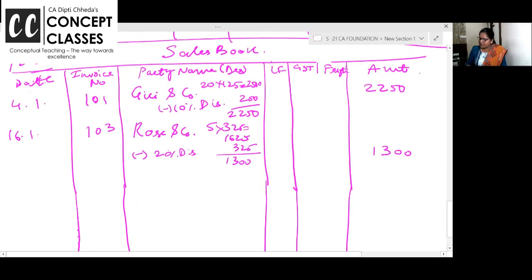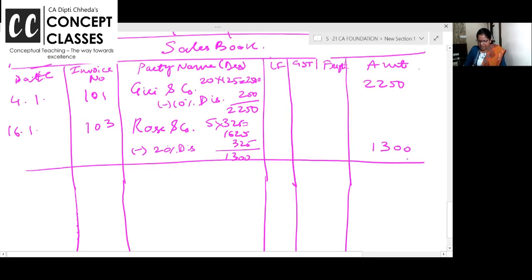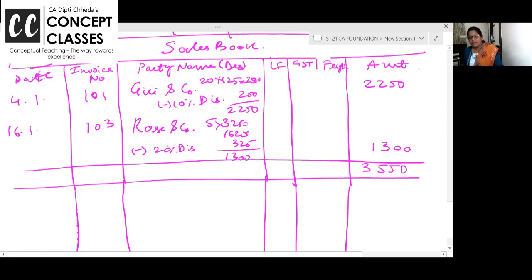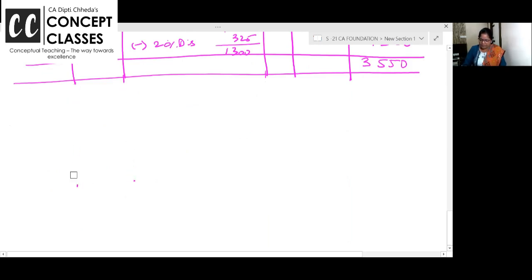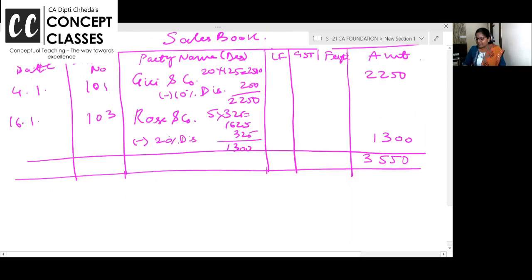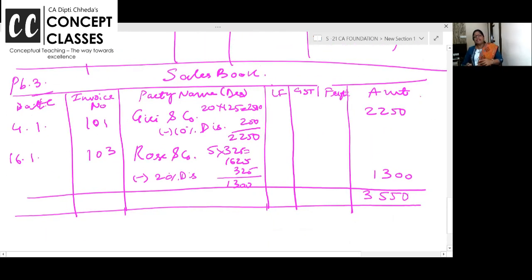That's all. So what is the total sales we have done this January month? You can do the total. 3550. Okay. Why do I need the total? Because I am going to post it once. So do the total. We have made it bigger than needed. If you have also done it, you can cancel. Okay. Any doubt in this?